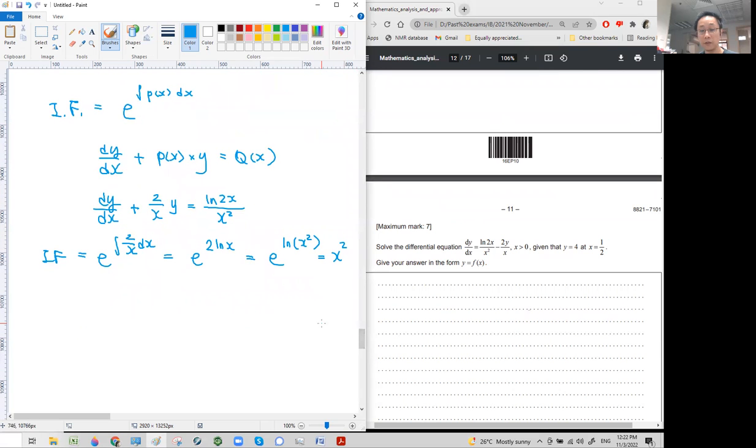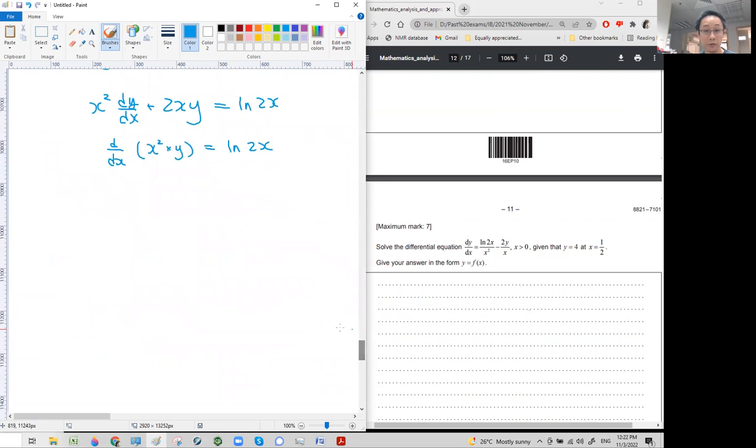And once you have identified the integrating factor, what you have to further keep in mind is the need to multiply both sides of the equation by this integrating factor. Because by doing so, the left-hand side will look like the result of applying the product rule to something. The left-hand side actually looks like the result of differentiating x squared times y. And now you can integrate: x squared y equals the integral of ln 2x, my bad.